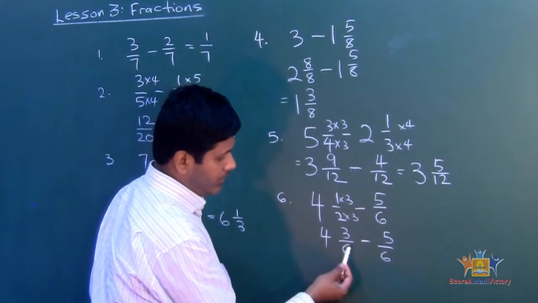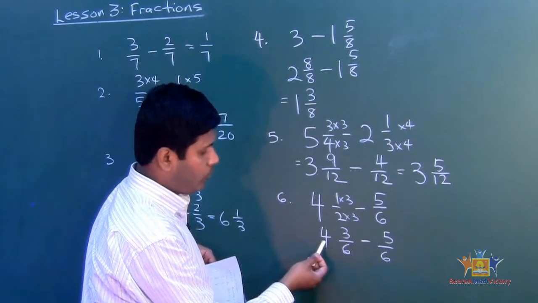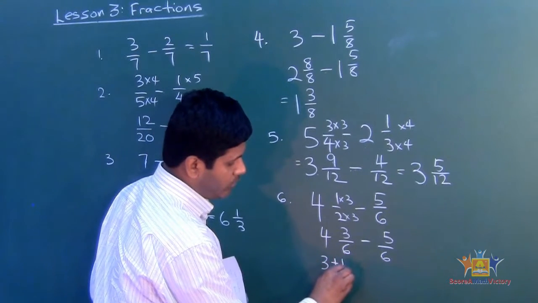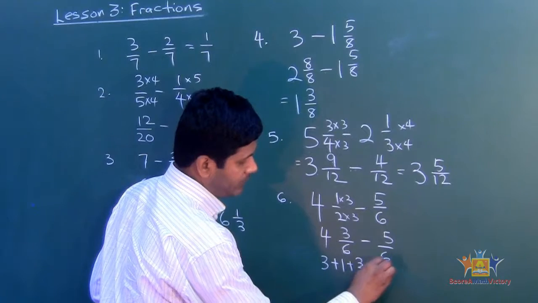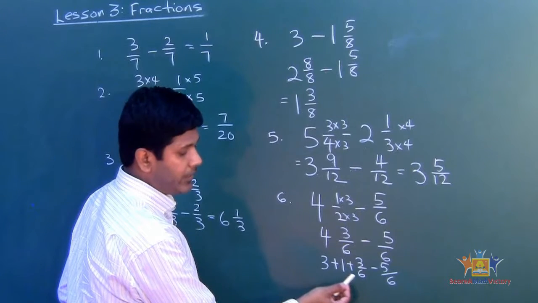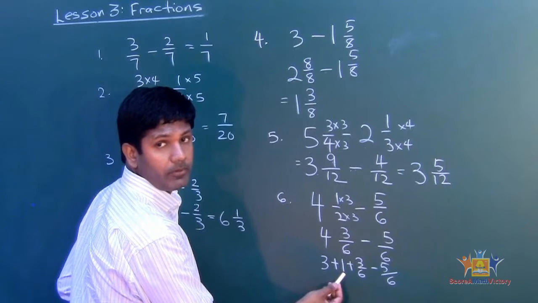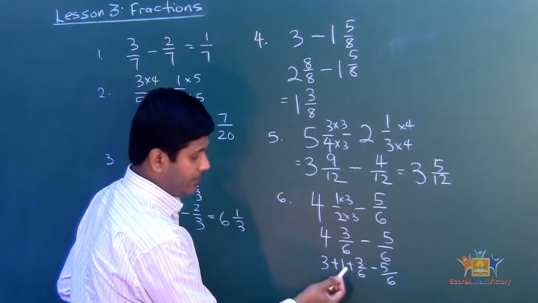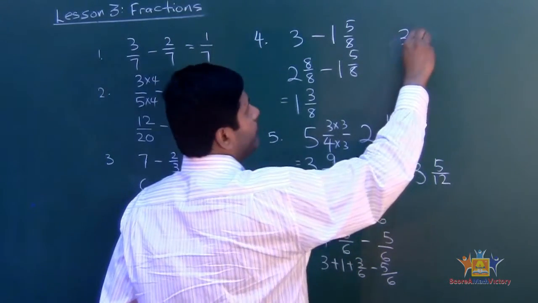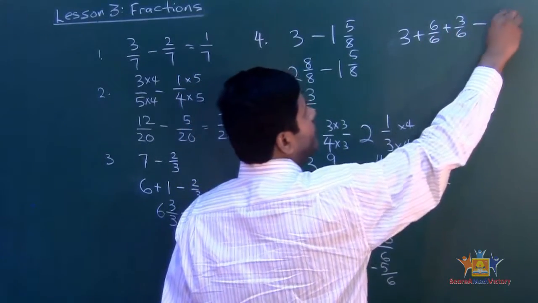Look at this. 3 minus 5. You can't, because 3 is smaller than 5. So I have to borrow 1 from 4. So when I take 1 from 4, that becomes 3. Actually, 3 plus 1 plus 3 over 6 minus 5 over 6. Now, what do I do to this 1? I convert that into a fraction, in such a way that I can combine it with this. What decides what type of fraction I'm going to make? The denominator is 6. So I make this into 6 over 6. That means I can combine with that. Alright? So I'm going to rewrite 3 plus 6 over 6 plus 3 over 6 minus 5 over 6.